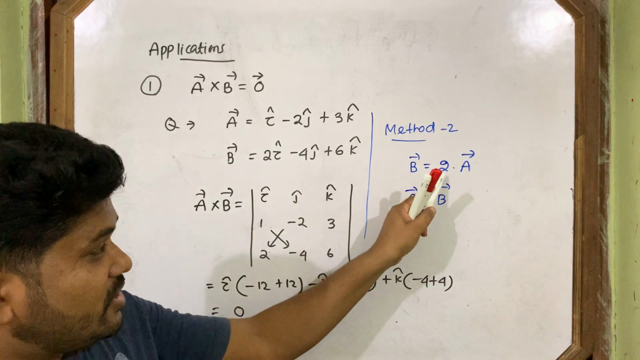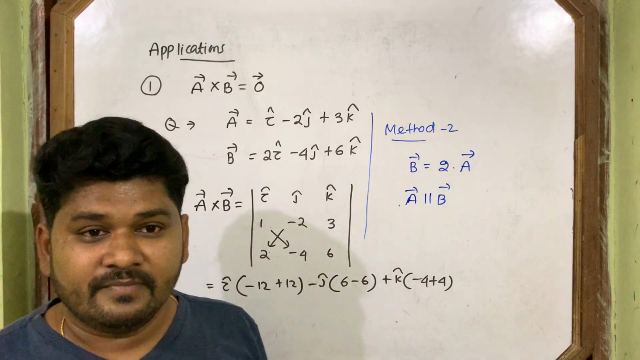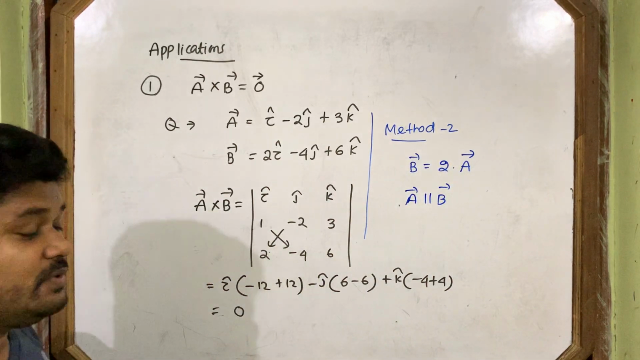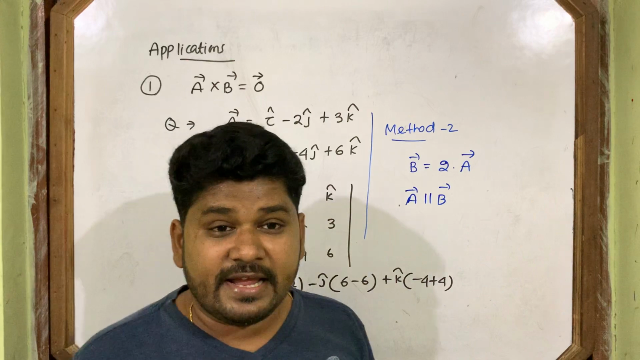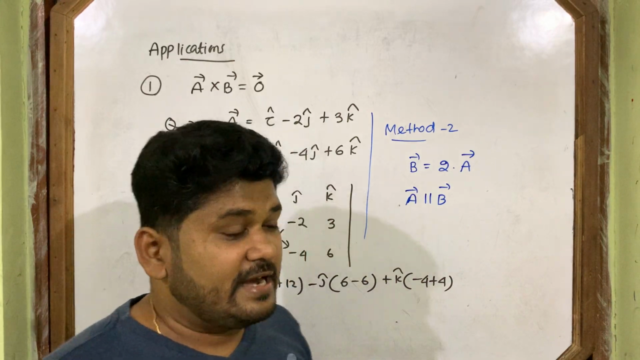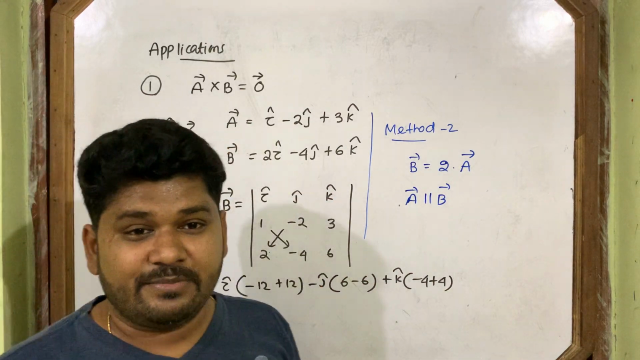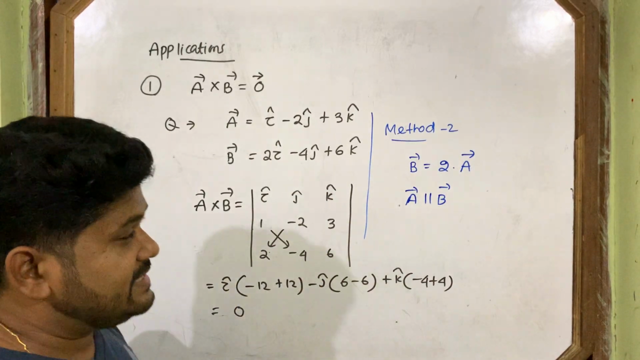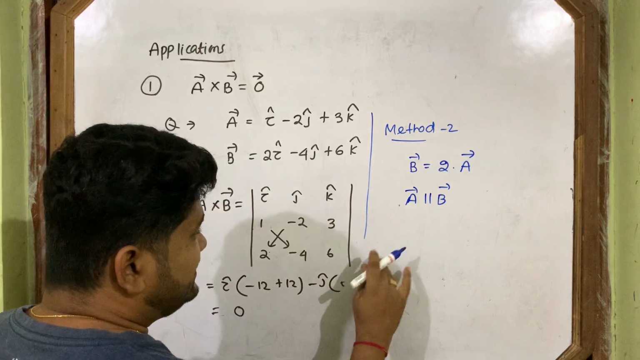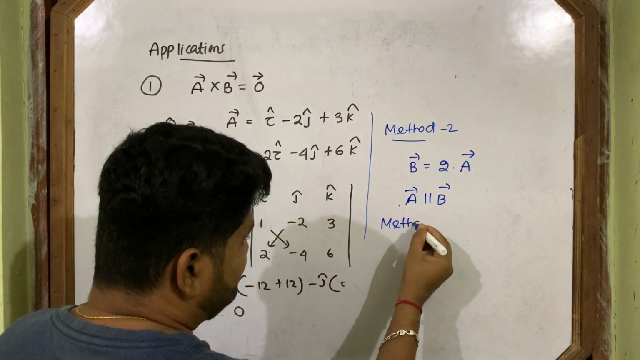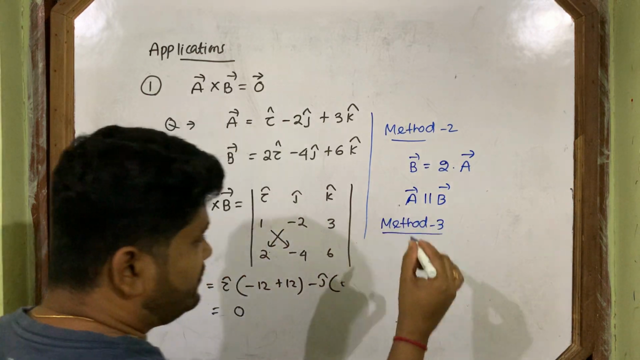These may not come as a whole number. You can't know in that case. If you can't know exactly which scalar multiple one vector is of the other, then another way is there. I am telling you method 3. Method 3, what do you do?